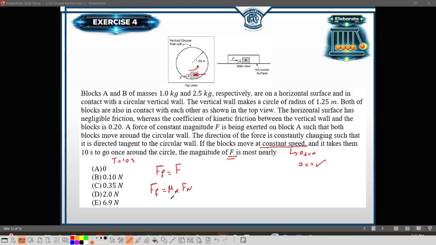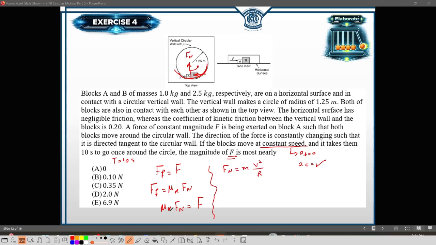So back again, let's substitute this in the equation. Mu k times Fn is equal to the force F. Now we still need to find the normal push. The normal push is the force exerted from the vertical wall on the two bodies. And this normal push is found to be inward, which means the normal push is promoted to be the centripetal force, and we can write it as mv squared over r.